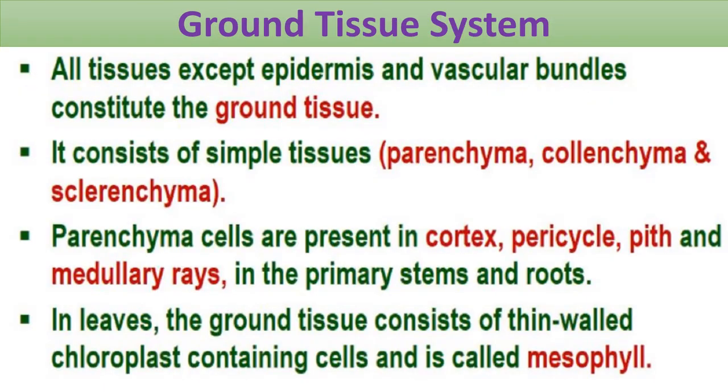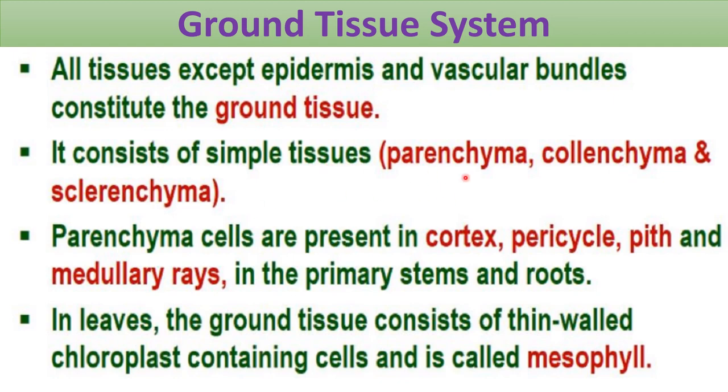Next type of tissue system is the ground tissue system, and it includes all tissues except the epidermis and vascular bundles. Inside the plant, all the tissues except the epidermis, which you have studied as the epidermal tissue system, and the vascular bundles, those are xylem and phloem. Except these, all the tissue present in the plant makes the ground tissue system. This ground tissue system consists of simple tissues like parenchyma, collenchyma and sclerenchyma that you have already studied.